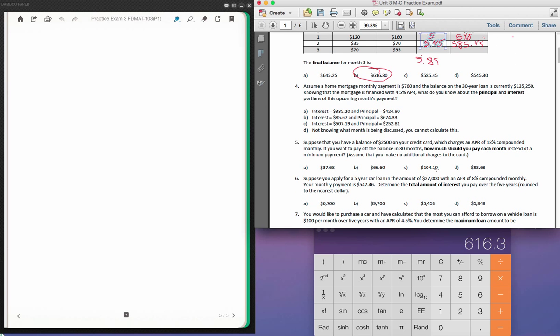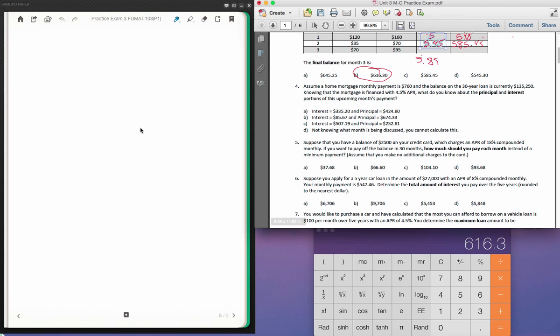All right, number 4. Assuming that a mortgage monthly payment is $760 and the balance of a 30-year loan is currently $135,250. Knowing that the mortgage is financed at 4.5, what do you know about the principal and interest portions of the upcoming month's payment? Okay, so we can look at this.